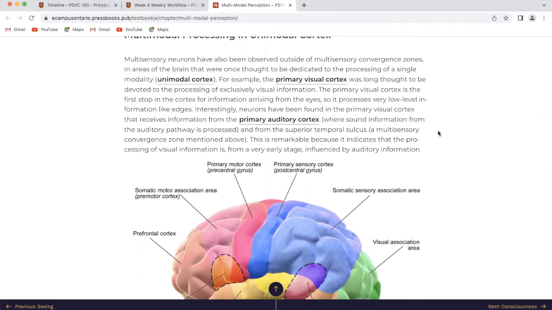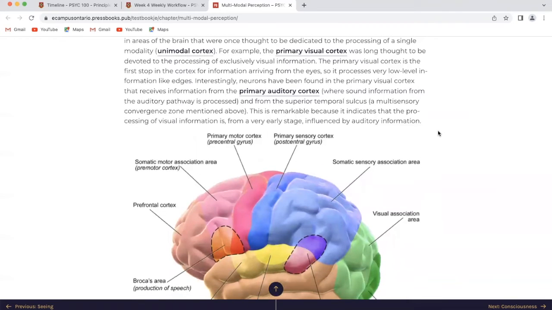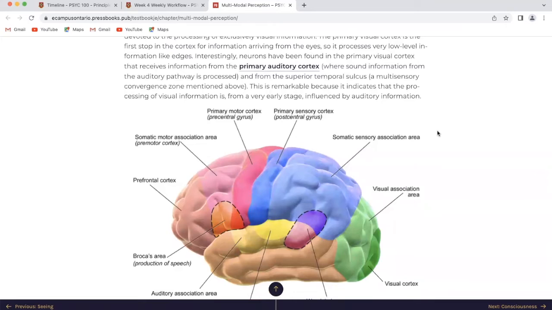Multisensory neurons have also been observed outside the multisensory convergence zones, in areas of the brain that were once thought to be dedicated to the processing of a single modality, unimodal cortex. For example, the primary visual cortex was long thought to be devoted to the processing of exclusively visual information. The primary visual cortex is the first stop in the cortex for information arriving from the eyes, so it processes very low-level information like edges.